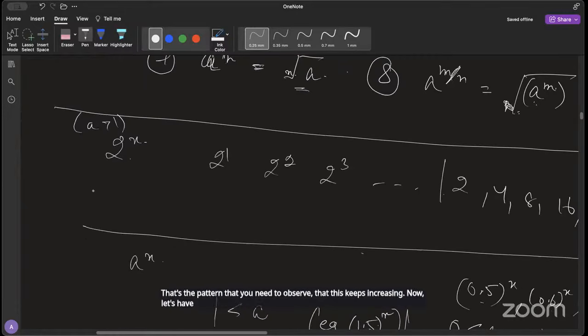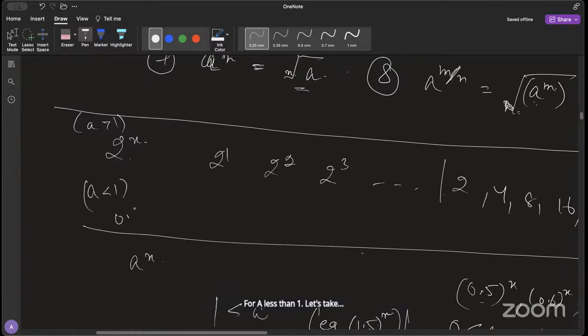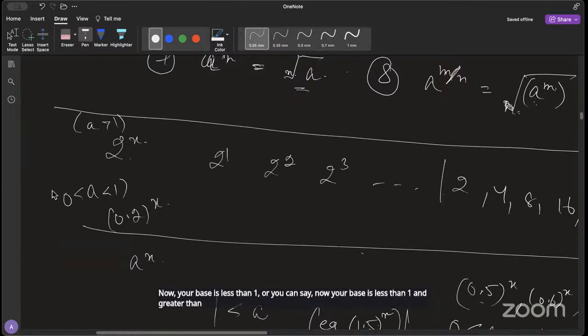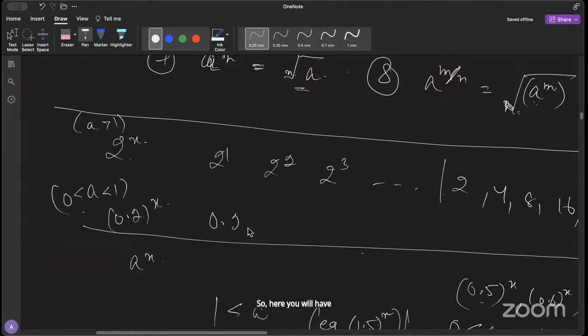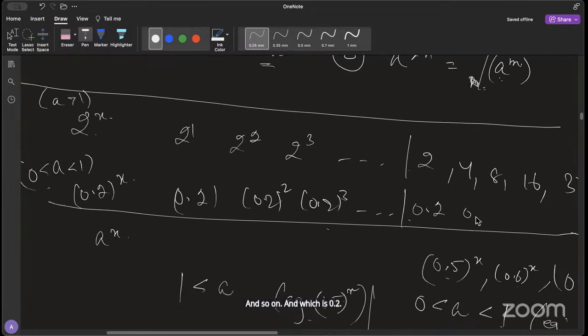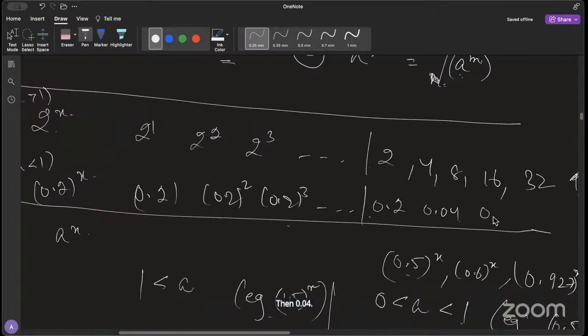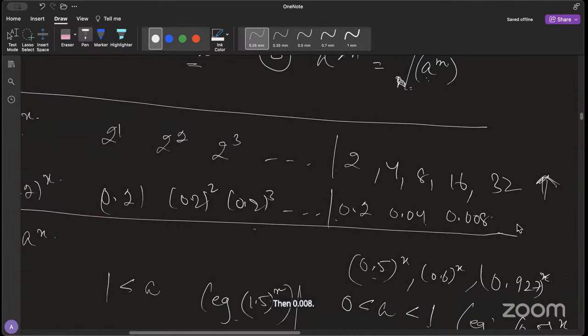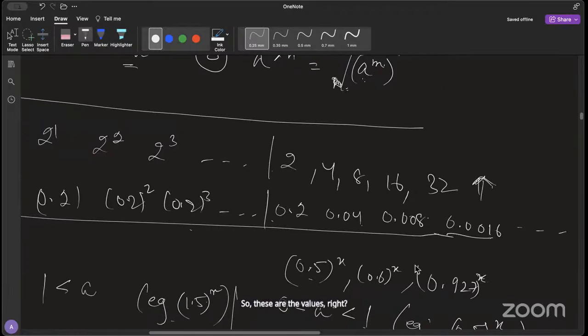Now for a less than 1, let's take 0.2 instead, 0.2 to the power x. Now your base is less than 1 and greater than 0. So here you'll have 0.2 to the power 1, then 0.2 to the power 2, then 0.2 to the power 3, and so on. Which is 0.2, then 0.04, then 0.008, and then 0.0016. So these are the values, right? That means this one keeps decreasing.